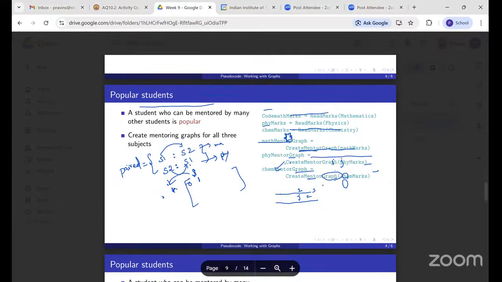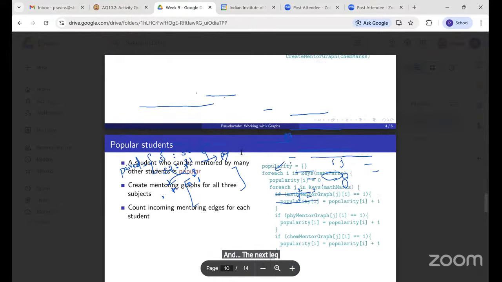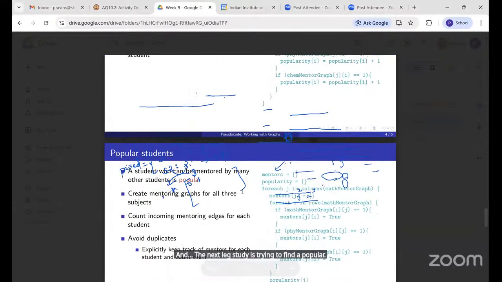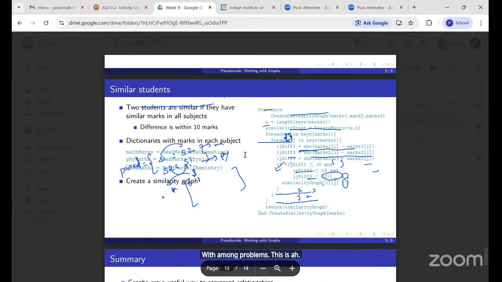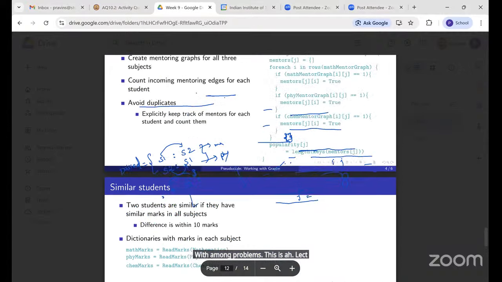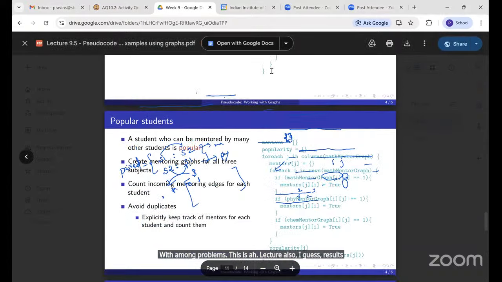And the next dictionary is trying to find who is among the popular. This was a lecture also, I guess.